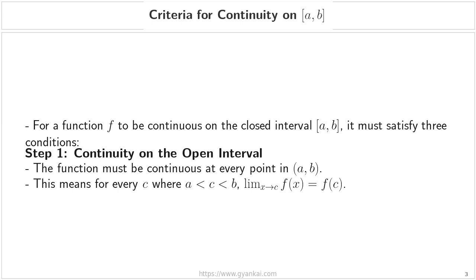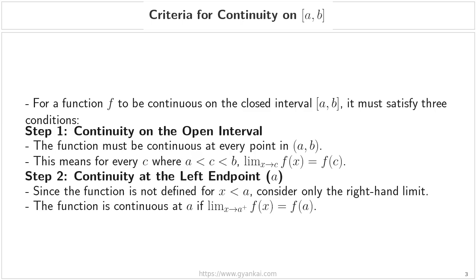In formal terms, for every value c where c is greater than a and less than b, the limit of f of x as x approaches c must be equal to the function value f of c. This is the standard definition of continuity we have used previously for single points. Second, we must check the continuity at the left endpoint. As we discussed in the previous slide, the function is not defined for any values less than a. Therefore, it is impossible to check a two-sided limit. Instead, we only consider the right-hand limit.